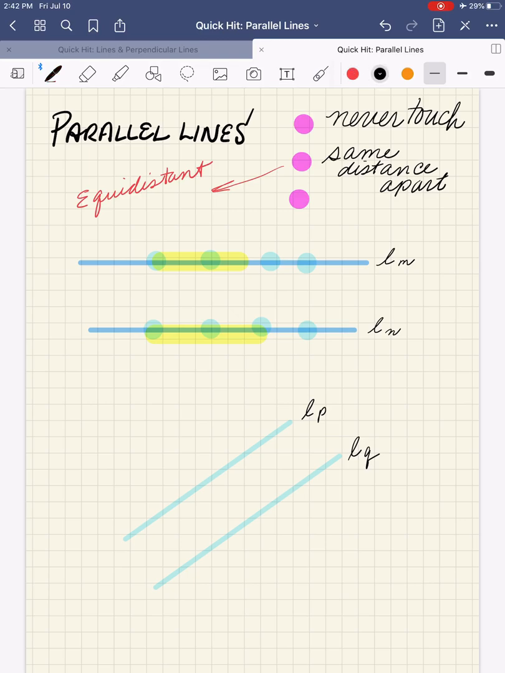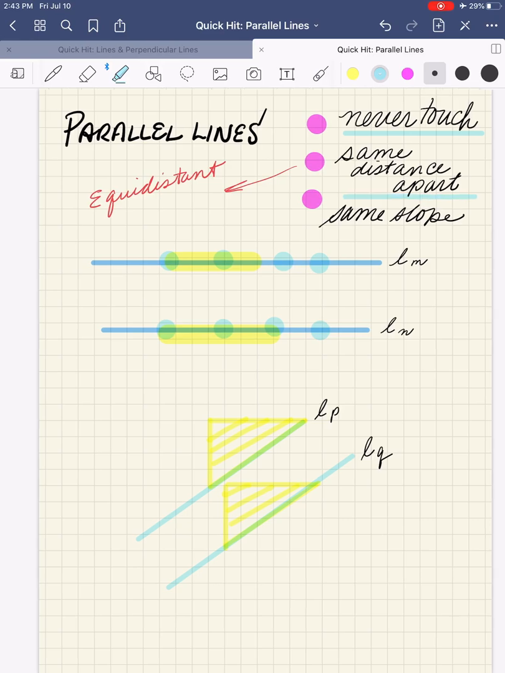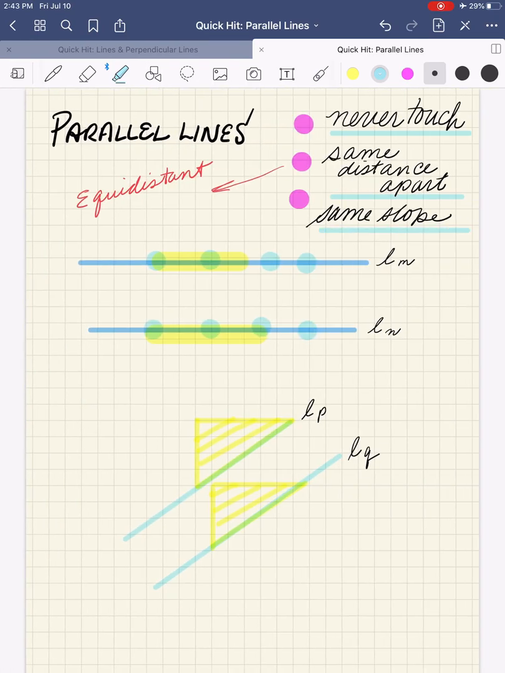And the final characteristic worth noting is that they have the same slope. Easier to see when we have lines moving on a diagonal. But if I look at the rise over the run of this particular line, I notice that it is the same as the rise and run of the other. So how do we define parallel lines? Parallel lines. They never touch. They are the same distance apart, and they have the same slope.